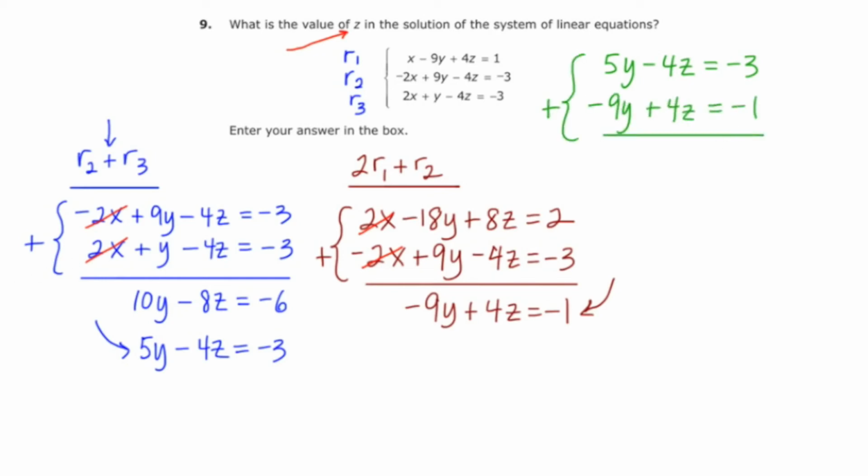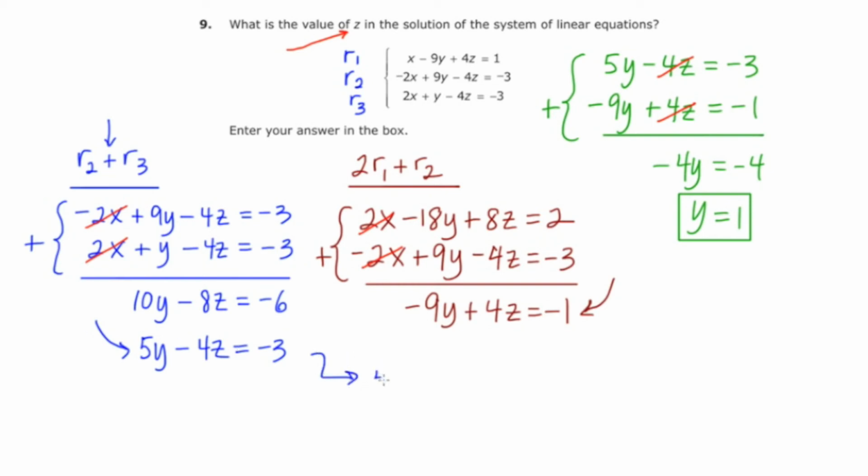And when I add these two equations together, the y's are going to cancel out. And I'm left with -4y is equal to -4, which means that y is equal to 1. Now we actually didn't need to find y, we actually need to find z. So let's take that answer that we just came up with and plug it in to this equation right here.